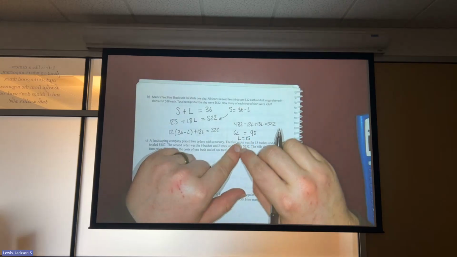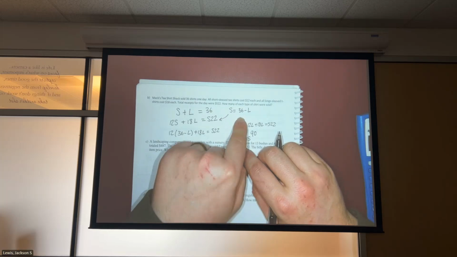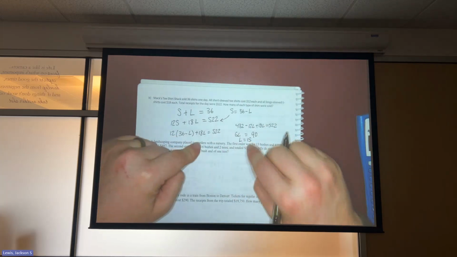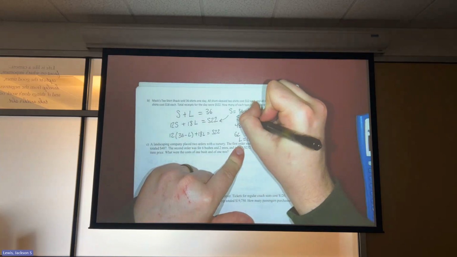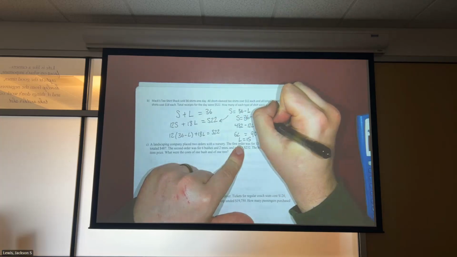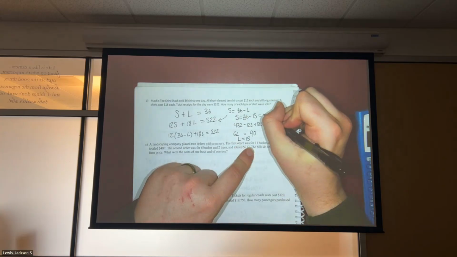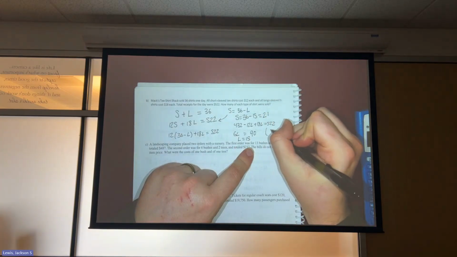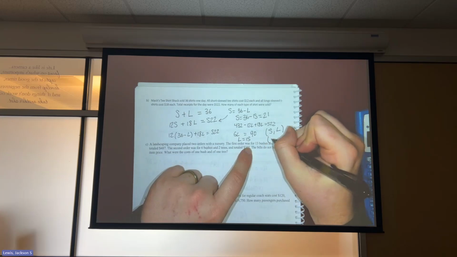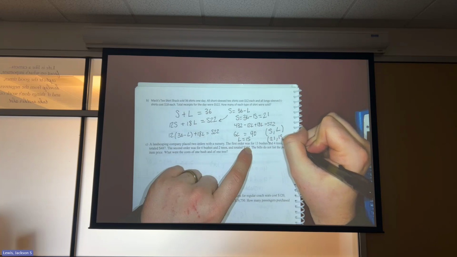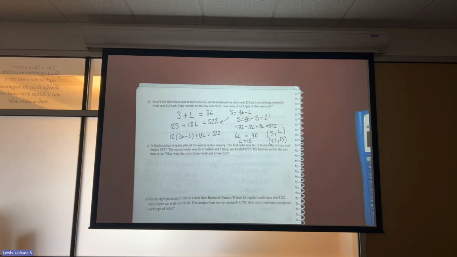So I'm able to see how many of my long sleeve shirts I sold by solving S in terms of L, plugging that into my other equation, and then solving for L. Because L is 15, S equals 36 minus 15, which is 21. My solution pair of short sleeves and long sleeves is 21 short sleeves, 15 long sleeves. Do the same for the next few examples.